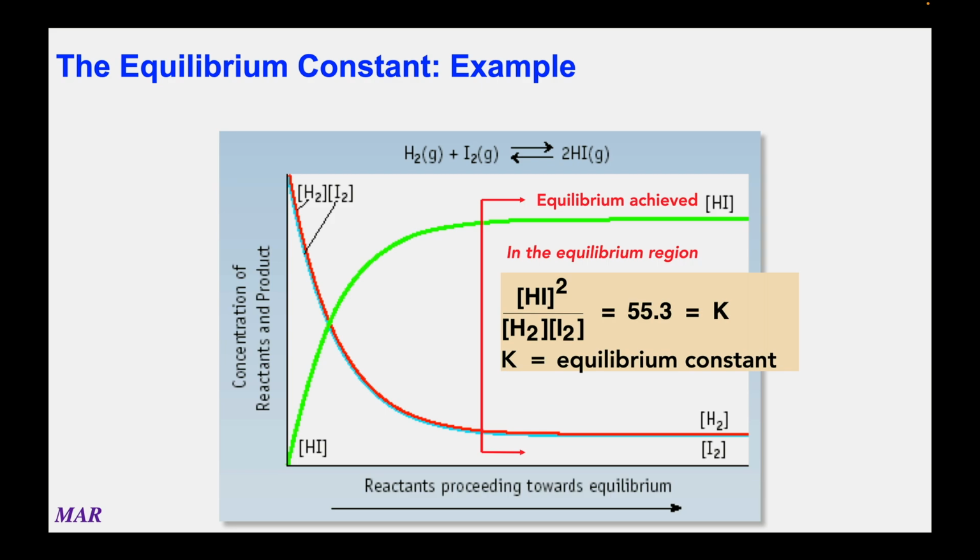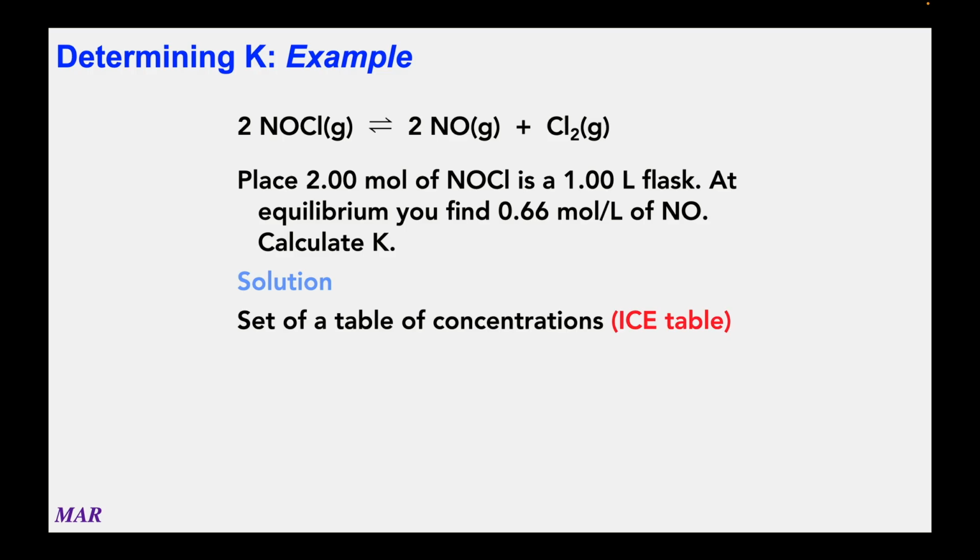This is 55.3. In this reaction, we're taking a compound that's NOCl, nitrogen oxychloride. We're placing 2 moles of the nitrogen oxychloride in a liter flask. And at equilibrium, we find that once everything settles, we end up with 0.66 moles per liter of nitrogen monoxide, one of the products. We can actually use this information to calculate the value of K. So if you need to find the value of K, almost always you'll set up what's called an ICE table. ICE is an acronym, but to build the ICE table, you want to have reactants and products.